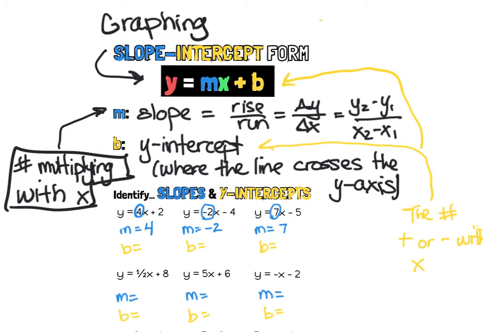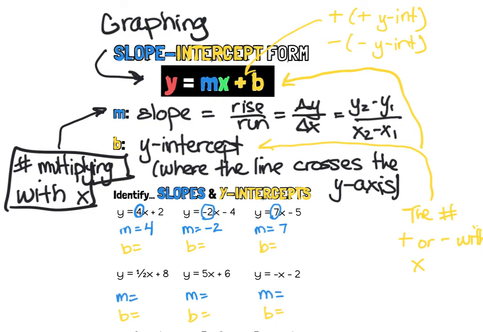So the addition symbol, if it's addition, then the y-intercept is positive. We have a positive y-intercept, okay? If it's subtraction, then we have a negative y-intercept. All right, and it might make more sense to not put parentheses there, but that's basically what that means. So if we see a plus sign, then the y-intercept is a positive number, and that's where the line crosses the y-axis, which I'll show you here in a second.